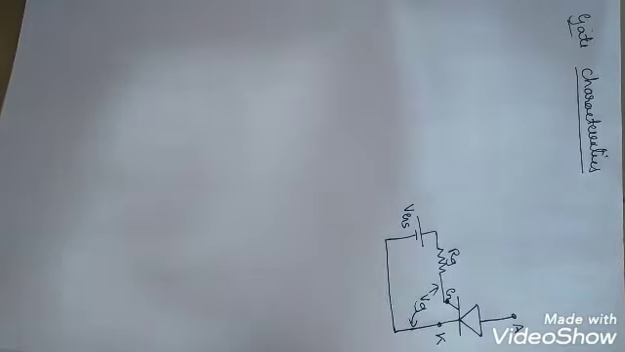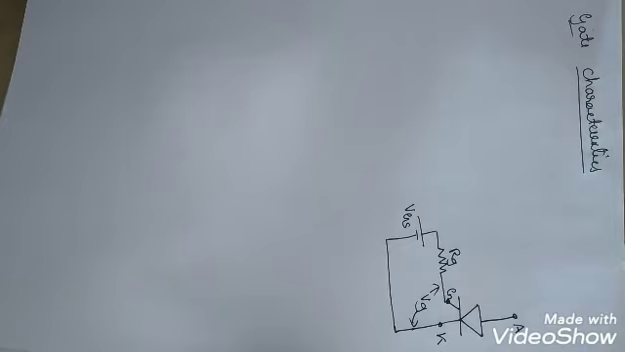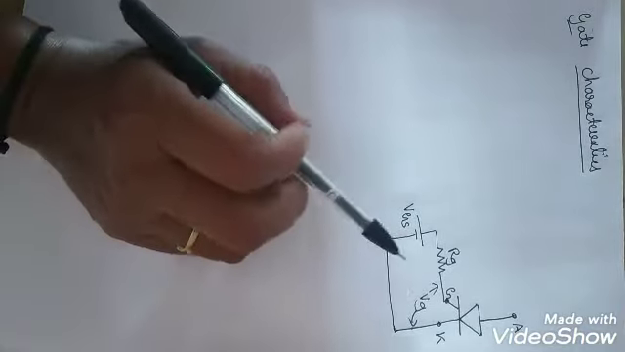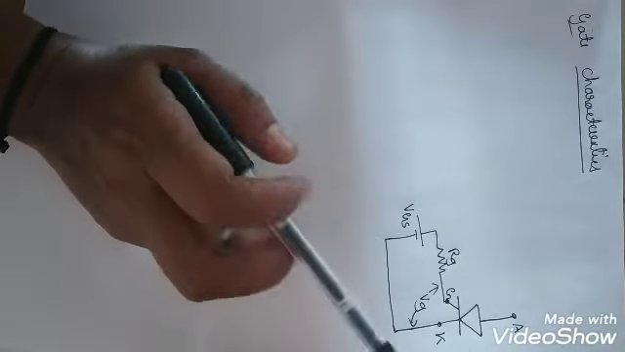In last class we studied SCR characteristics, forward blocking mode, forward conduction mode and reverse blocking mode, without applying gate pulse as well as after applying a gate pulse. In this class we study gate characteristics of SCR. So this is the gate circuit through which we are giving gate pulses to the SCR.